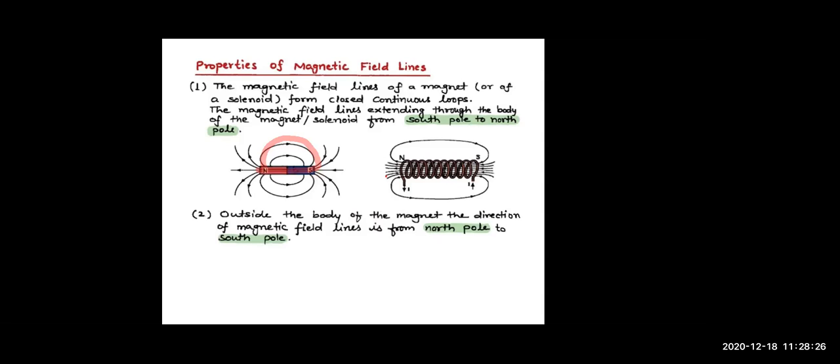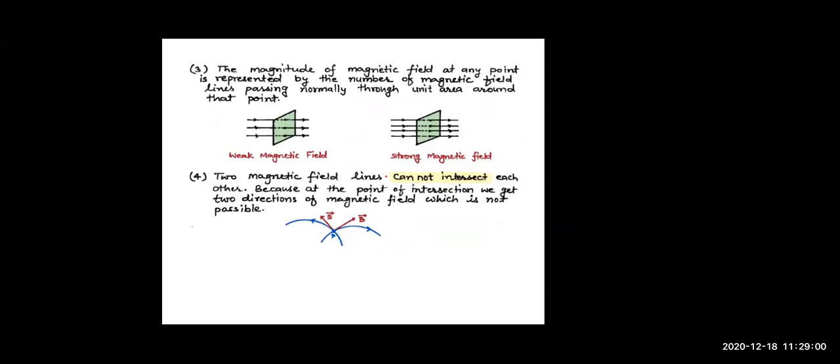Okay, so it is from north to south. But inside the magnet, the magnetic field lines are from south to north, right, children? So outside, the magnetic field lines are from north pole to south pole, and inside they are from south pole to north pole. These are the first two properties of magnetic field lines.